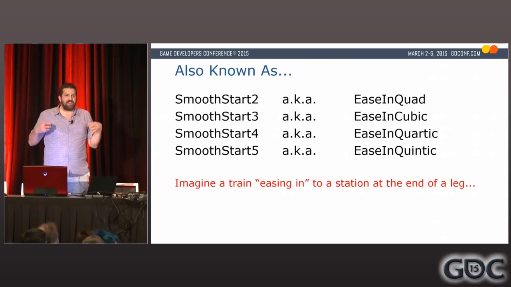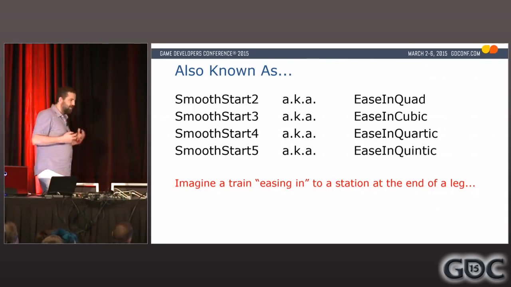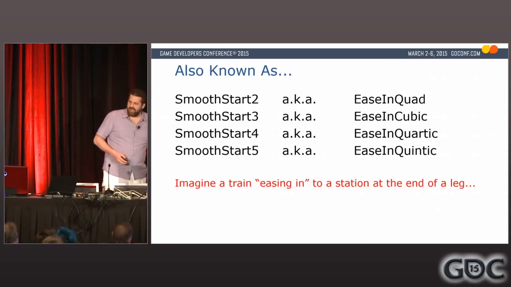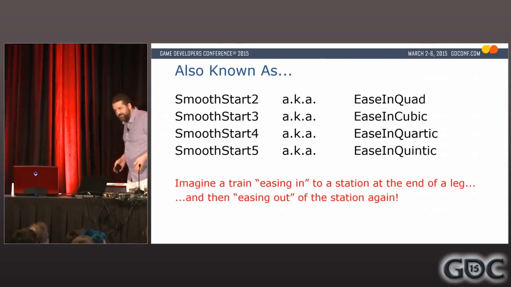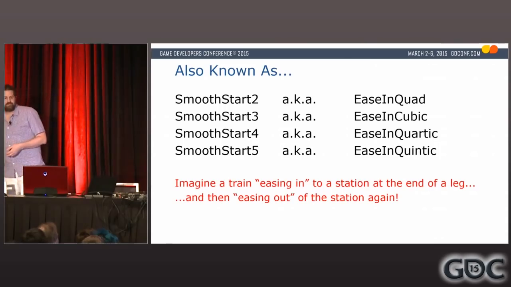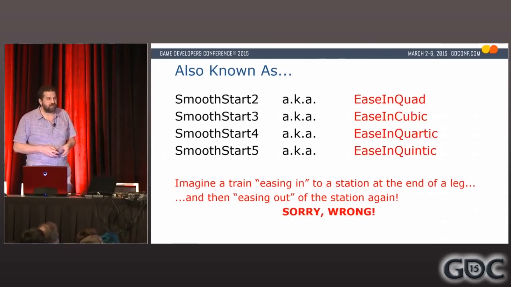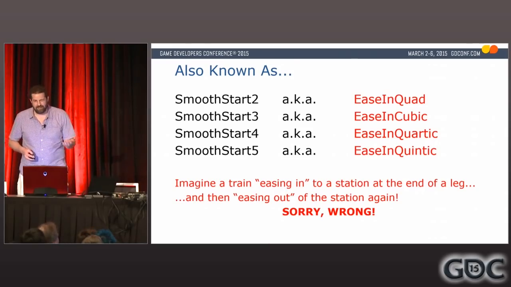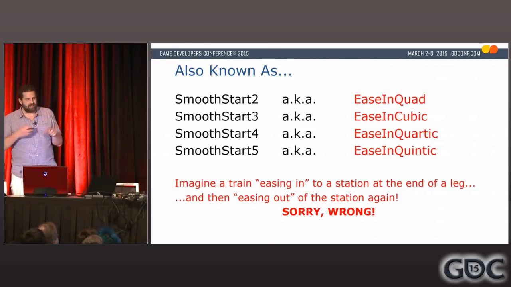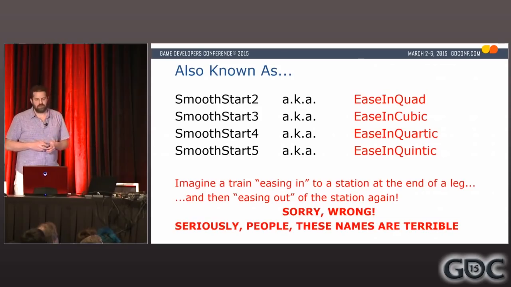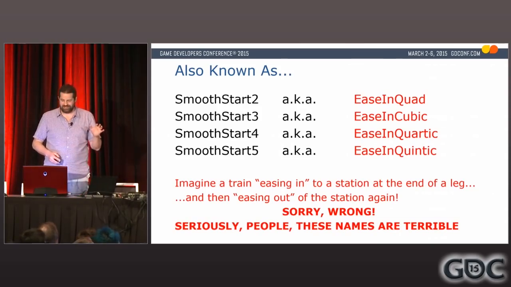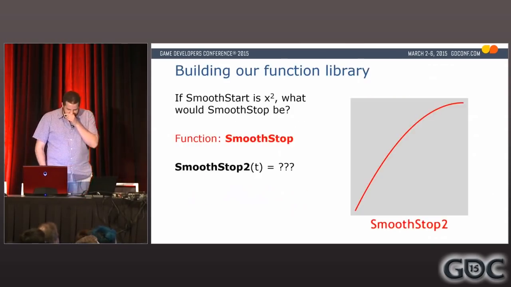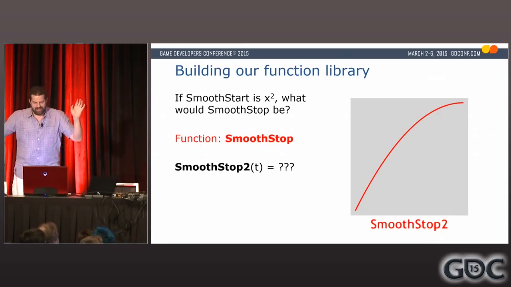They're actually worse names than that. If you imagine a train easing into the station, right, the train is coming to a stop, and it eases in. And then when it's time to go out, it eases back out of the station, right? That's what it means. Actually, that's exactly the opposite of what it means. Easing in means the beginning of the curve, and easing out is at the end. I think they're terrible terms for a bunch of reasons, so I strongly discourage the use of them. So I'm going to use smooth start.